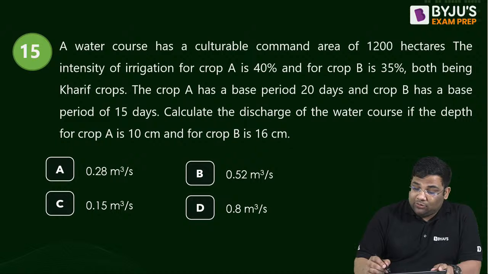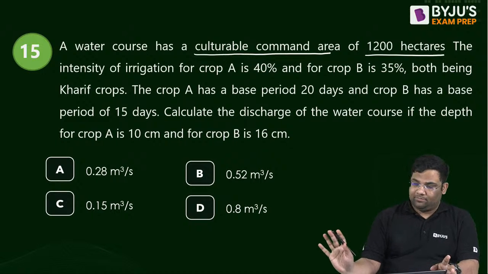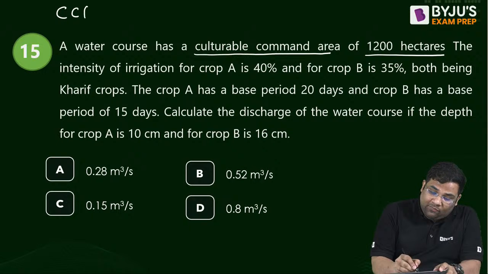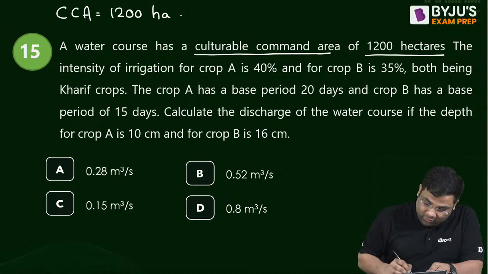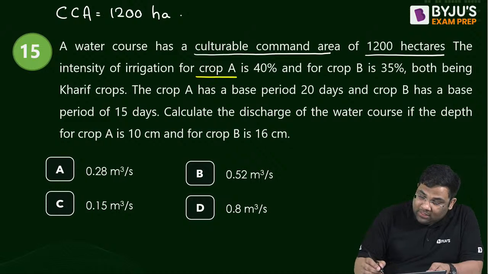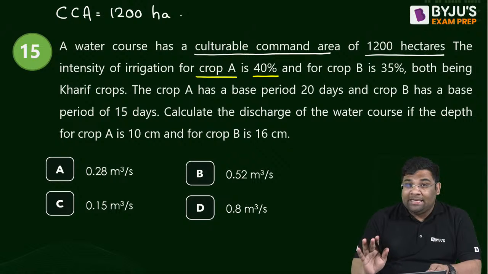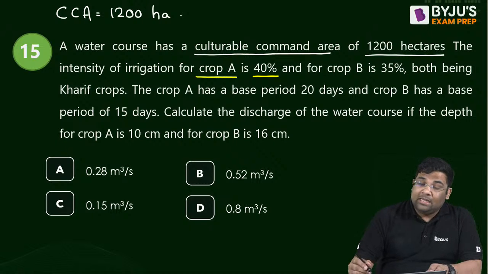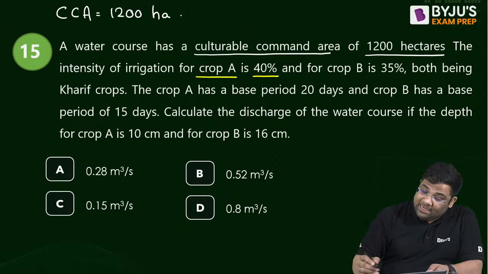A water course has a cultivable command area of 1200 hectare. So this is the CCA given, 1200 hectare, right? Now, the intensity of irrigation of crop A, so we have two crops. For crop A, I will underline in yellow, the intensity is given 40%. From intensity, what will I get? The area to be irrigated, right? I told you, the area to be irrigated will be the cultivable area into the intensity. And then crop B has intensity of how much?